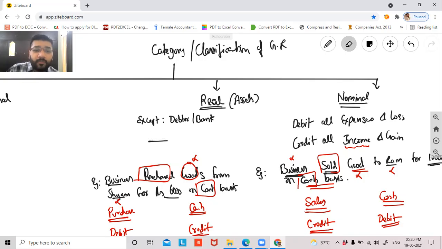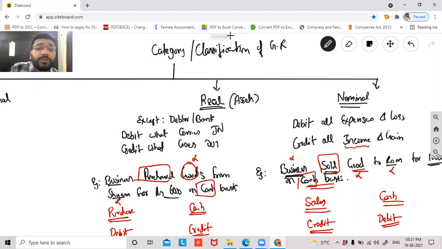Now, what is the rule that has been followed here? The rule is debit what comes in, credit what goes out. So real account says that all those people who have the asset tag, please look up to me here. I'm here. So please come to me. I'll give the rule, what you need to do. But debtor and bank, just run away. You don't have to come here. This is not your home.